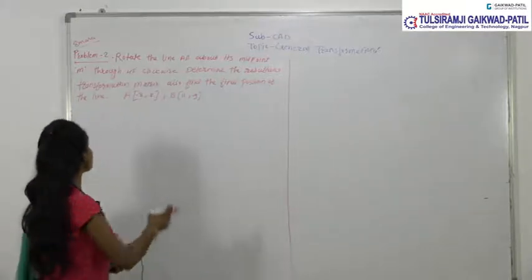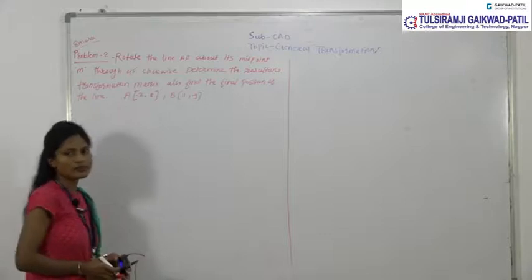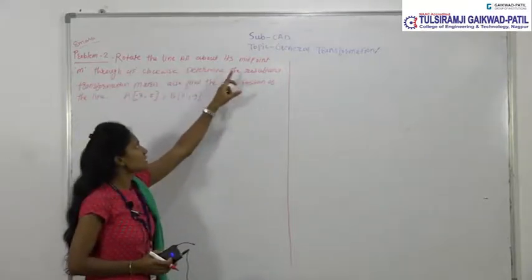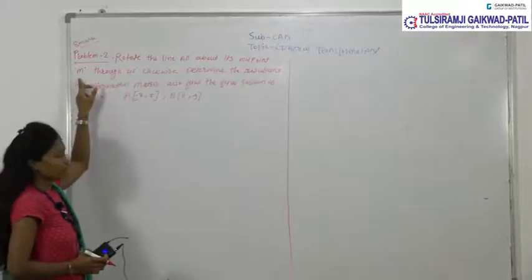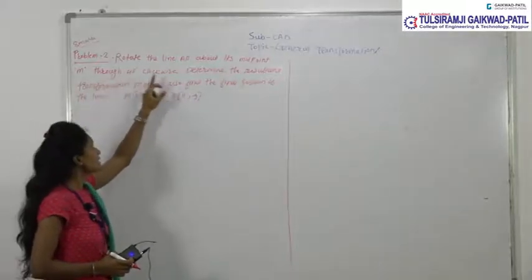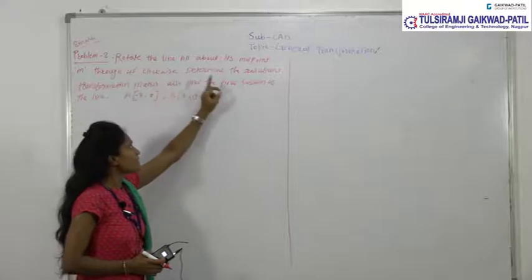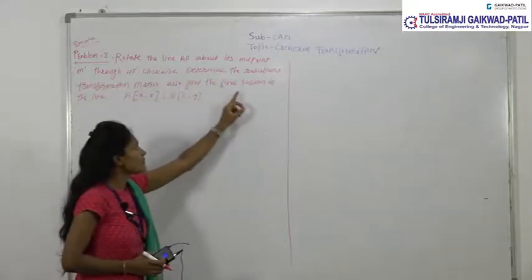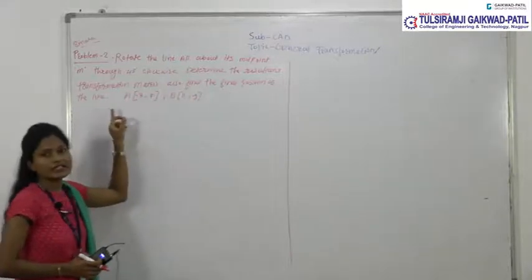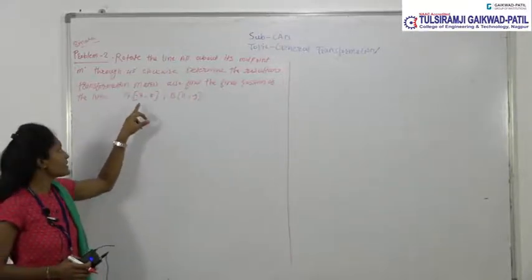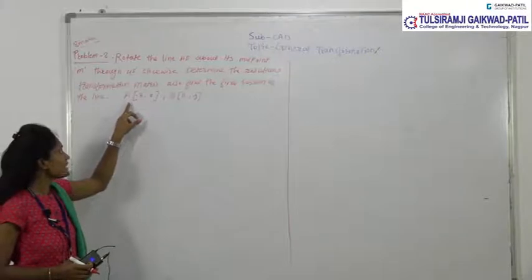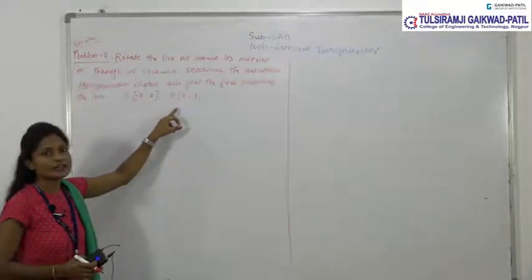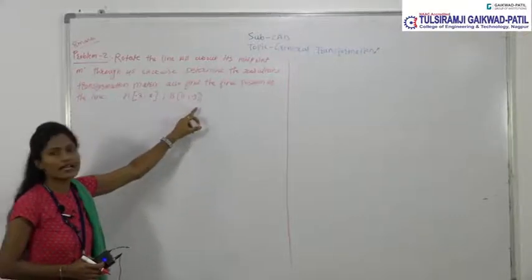The numerical asked in the university question is an 8 marks numerical: rotate the line AB about its midpoint M through 45 degrees clockwise. Determine the resultant transformation matrix. Also find the final position of the line. Here the initial position of the line is given: point A has coordinates minus 3, 8 and point B has coordinates 11 and minus 9.